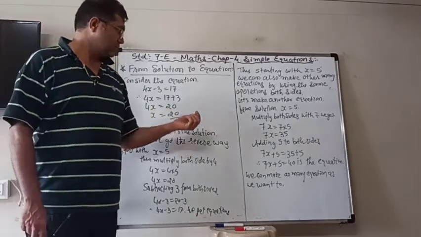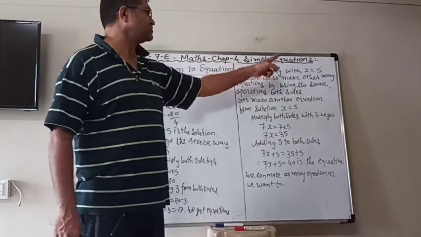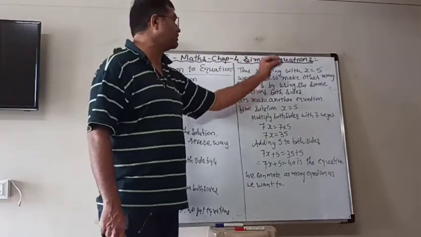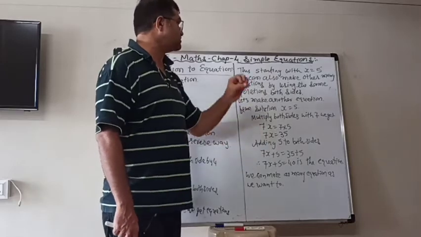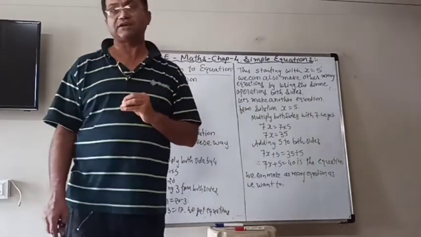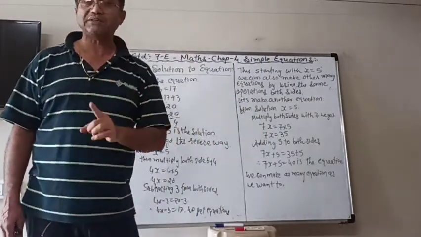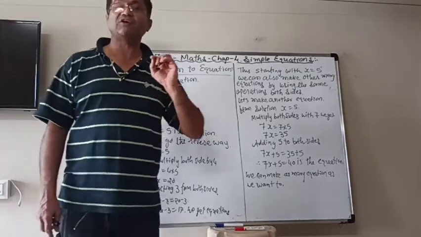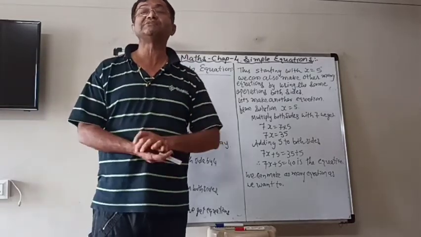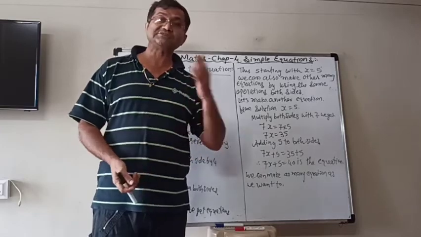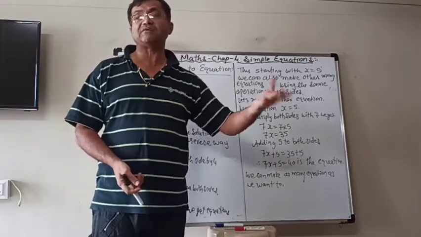It means that starting with x is equal to 5, we can make many other equations by using the same operations on both sides. You have to remember that whatever we do on both sides, the operations must be the same: plus then plus, minus then minus, multiply then multiply, divide then divide.